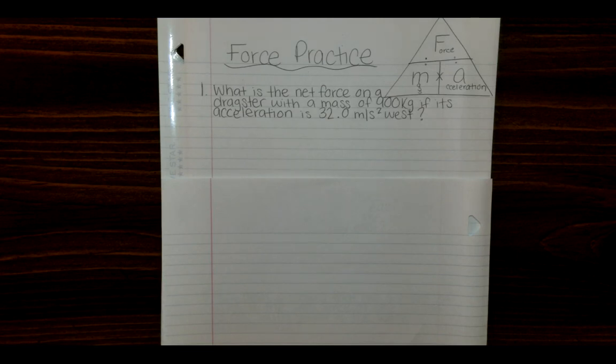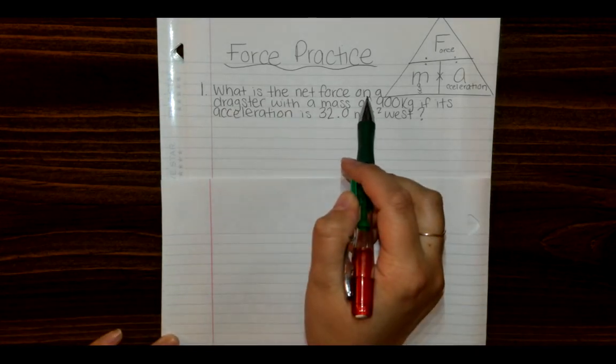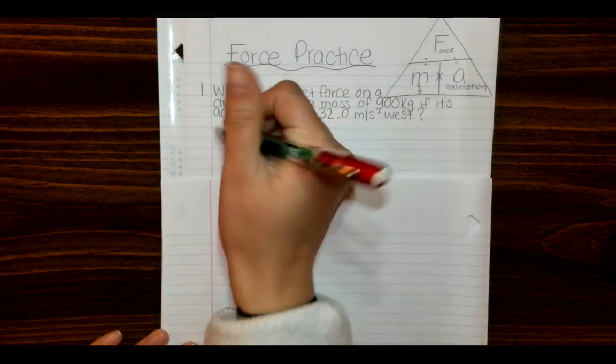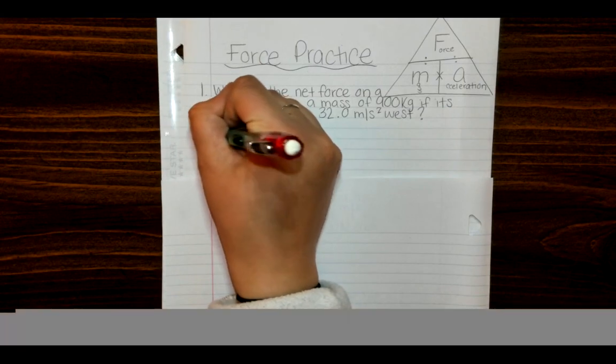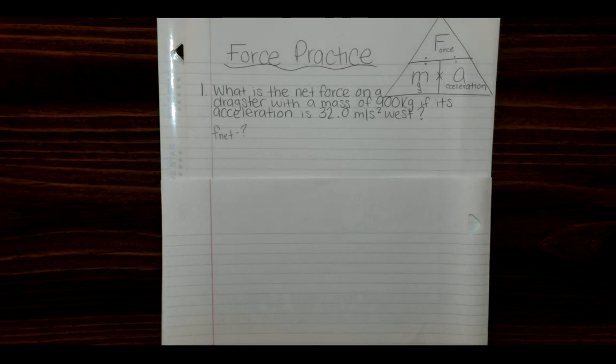So the first thing we're going to do is break it down. We want to know, what is it asking? What do we need to find? And what do we already know? And from there, we can figure out what type of formula we're going to use, calculate it, have our unit, circle our final answer, and then we're done. So let's break it down. The first part says, what is the net force? So that is what we are looking for. We don't know it. That is what we are trying to find.